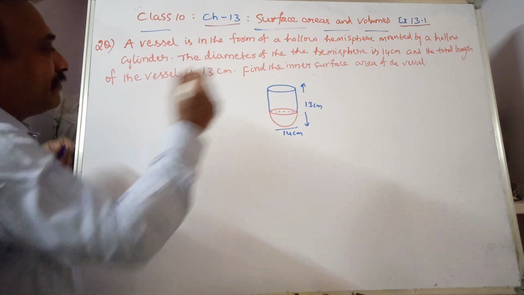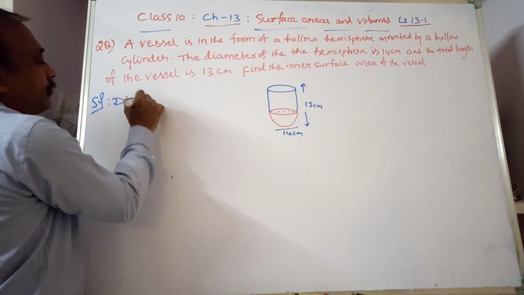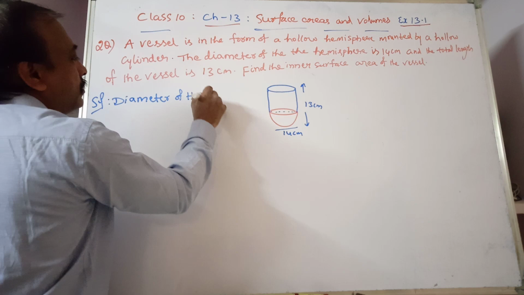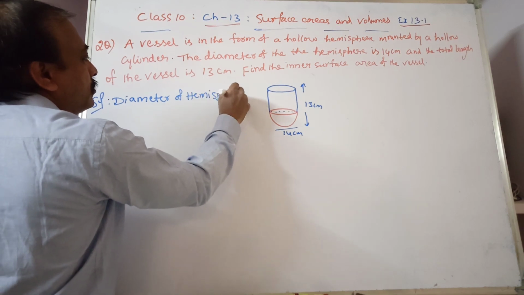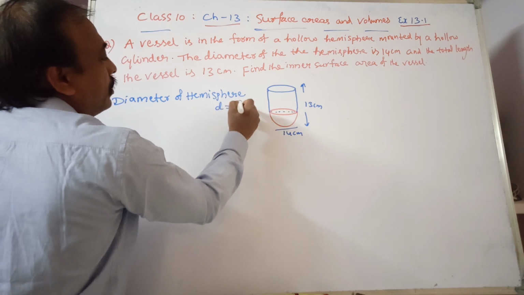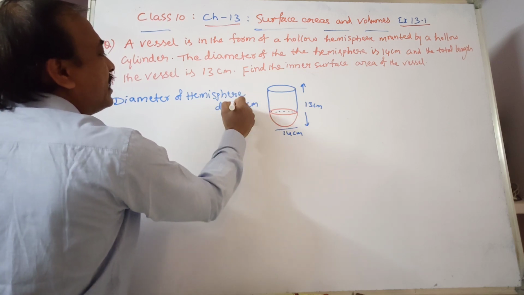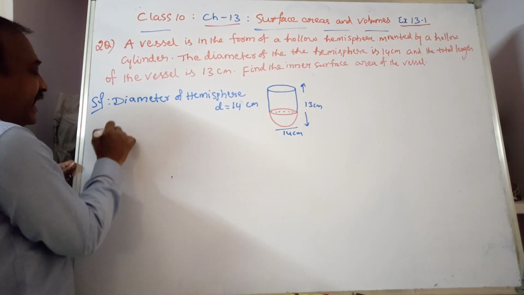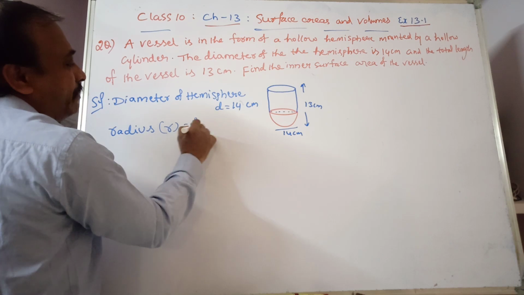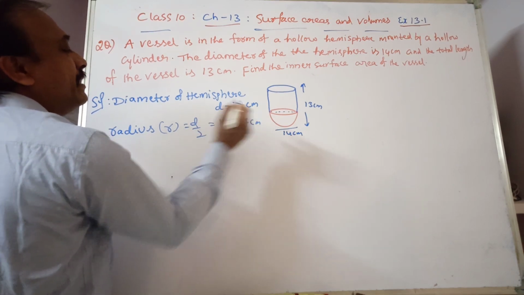So the diameter of the hemisphere, D is equal to 14 centimeter. From this you have to find out the radius. Radius R is equal to D by 2, which is equal to 14 by 2, is equal to 7 centimeter.